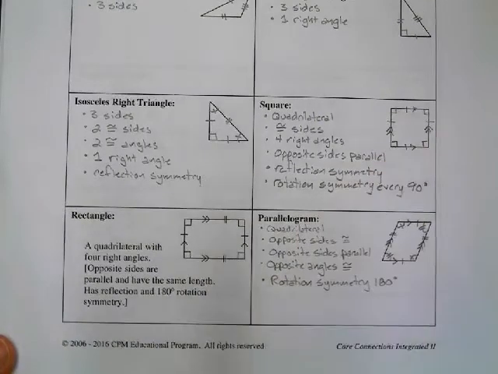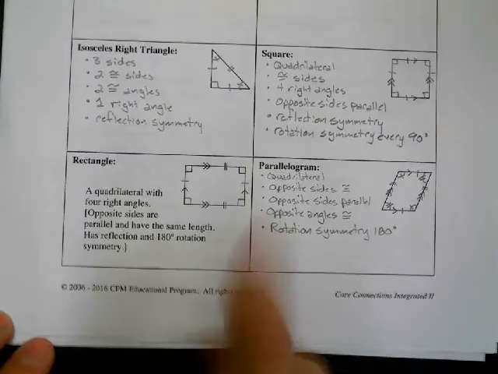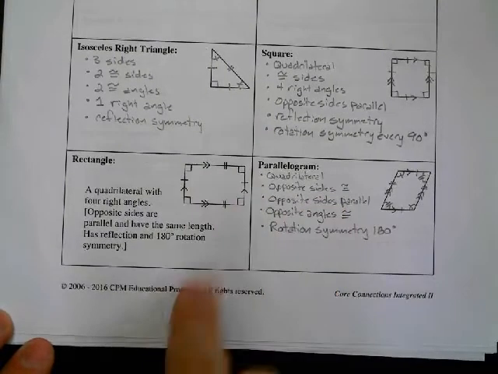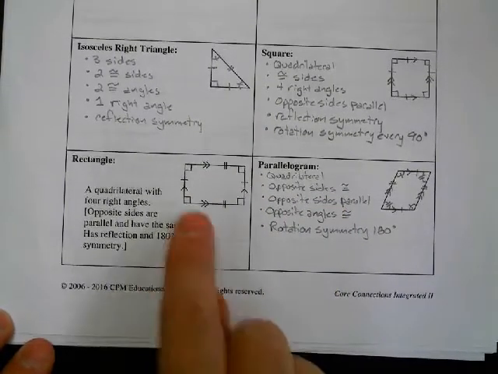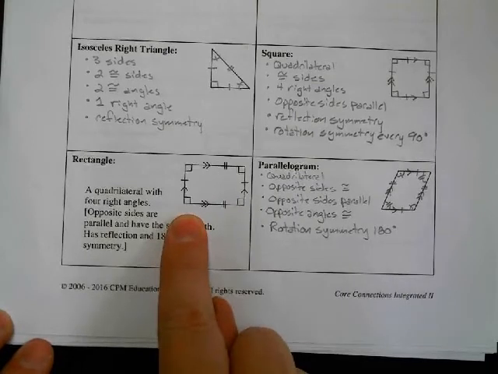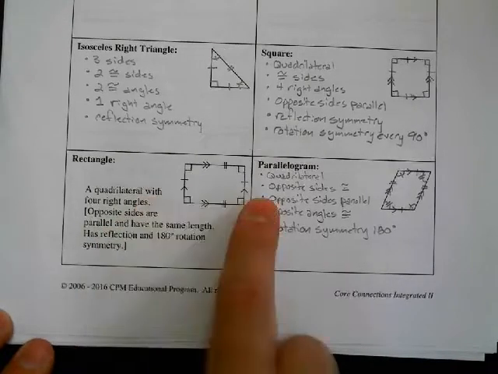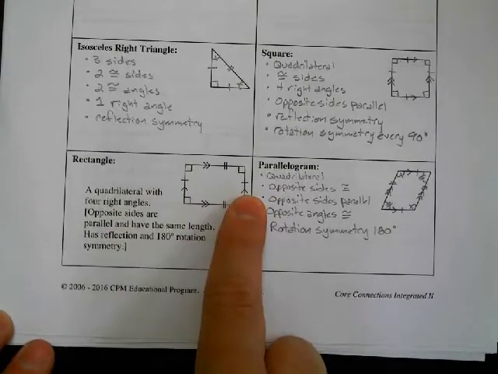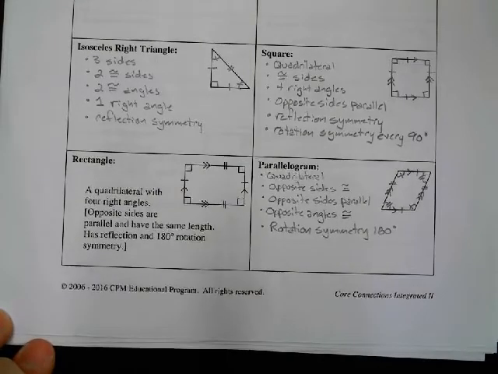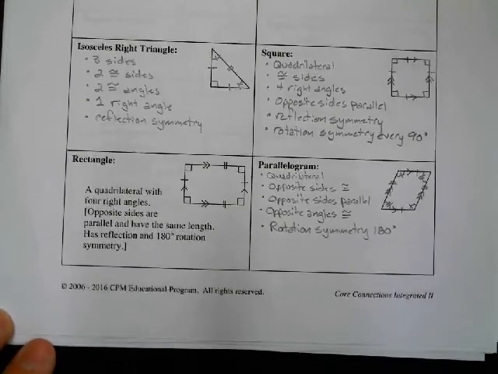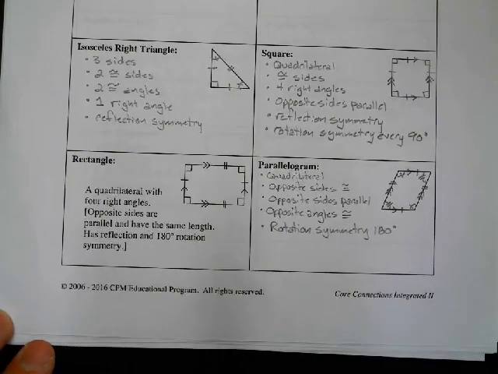A rectangle is a parallelogram, so the opposite sides are parallel, but all of the angles are the same. So the sides aren't the same, but the angles are the same. So it's kind of like a square, except the sides are not all congruent. The opposite sides are congruent, so this one and this one, this one and this one. But we can see here that we have all the angles being 90, but all four sides are not the same. Just the opposite sides are congruent to each other.